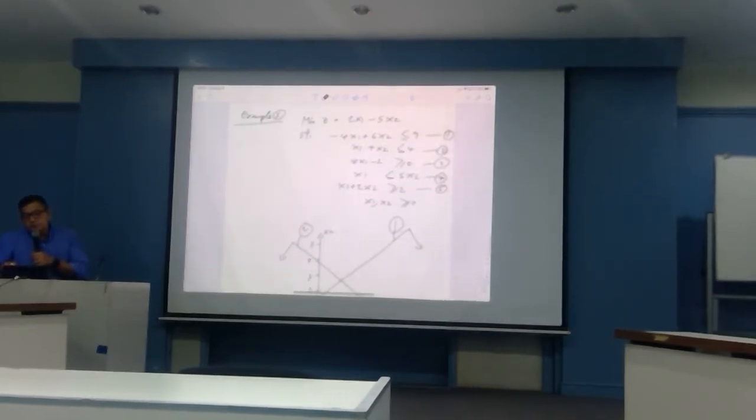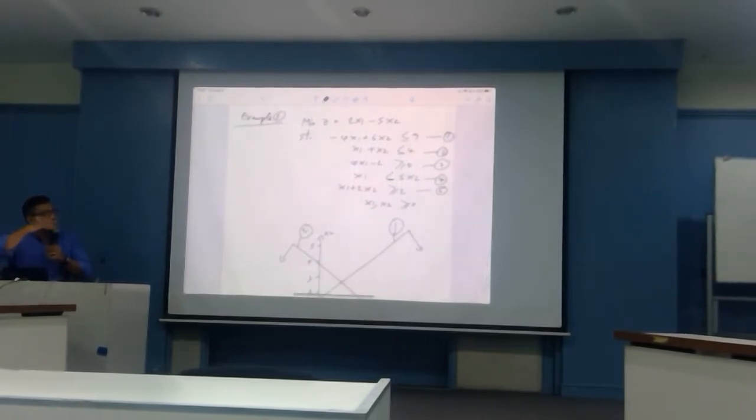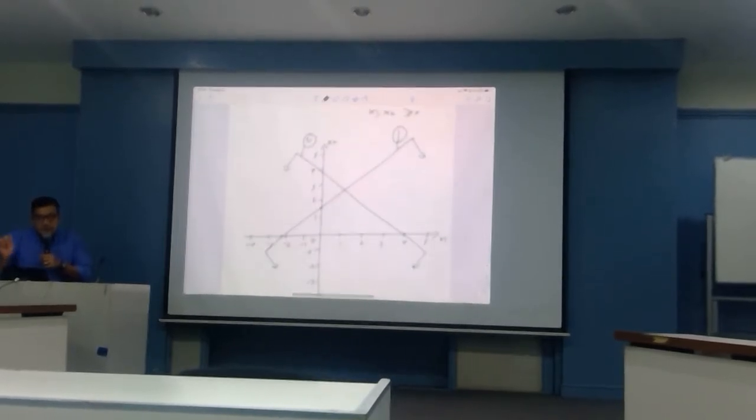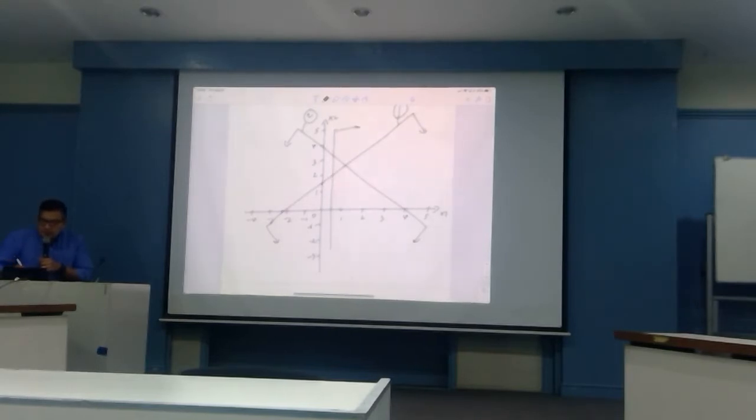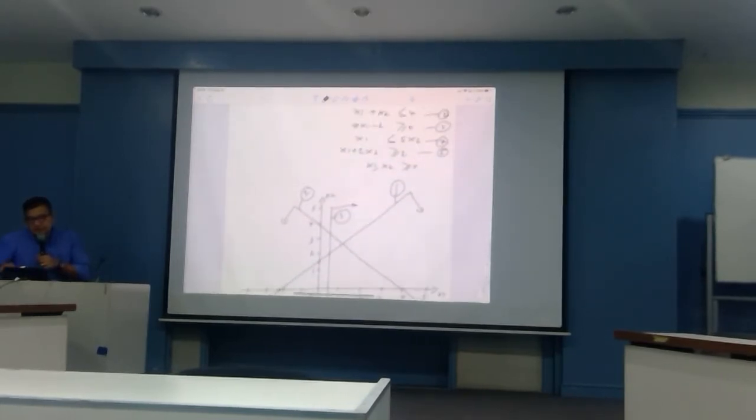The third one, 4x1 minus 2 greater than or equal to 0. If you move minus 2 to the other side and then divide by 4, you have x1 greater than or equal to 2 over 4, or 1 over 2. So it's around here, 0.5. So we go this way. Constraint number 3: x1 greater than or equal to 1 over 2.